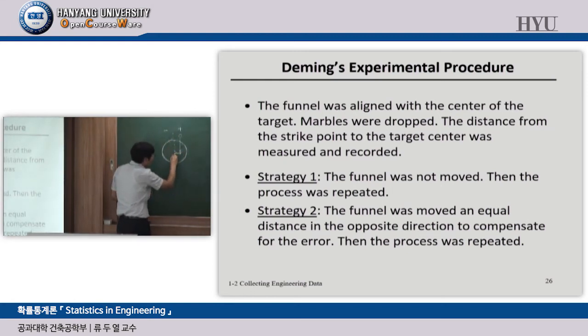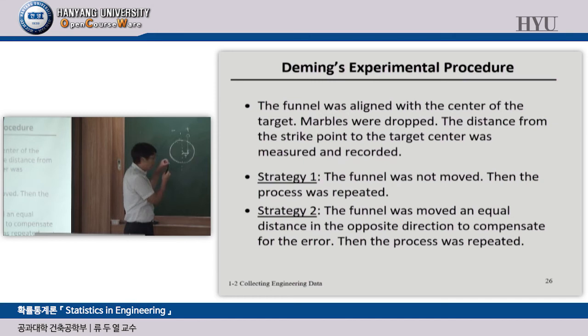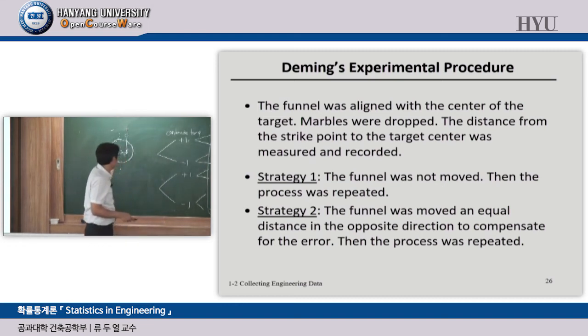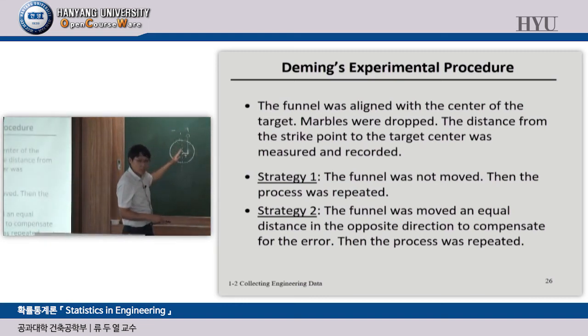In that case, we have plus distance, right, from the striking point of the marble to the center of the target. And to reduce or to compensate this error, how can we do? We can change the location of the funnel to the left side, right? And if we move the funnel to the left side, we probably obtain the minus distance. And we can change the funnel direction to the opposite side, but the distance is the same. And we can repeat this process, right, to reduce the error. That is the strategy 2, okay? The strategy 1 is that the funnel was not moved, but in the case of the strategy 2, the funnel was moved in the opposite direction with the same distance.